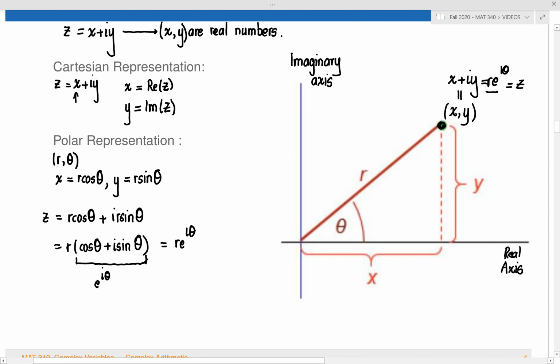So this r e to the i theta is called the polar representation. x plus iy is going to be the Cartesian representation. Both of them are going to have their advantages and disadvantages, as we're going to see as we proceed along, but it's very helpful to have both of these representations in mind as we work with complex numbers.